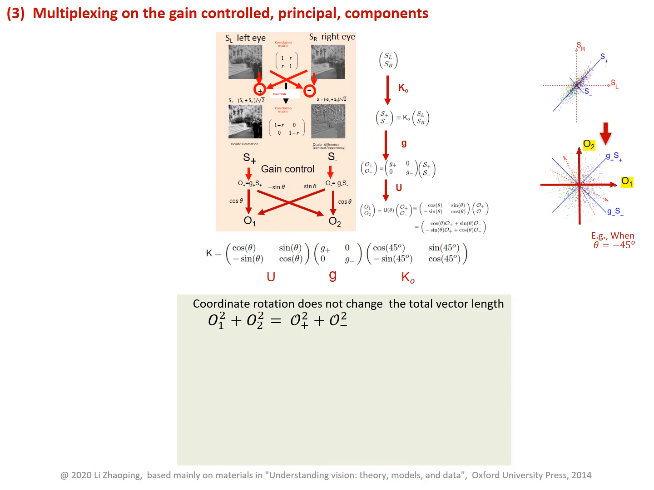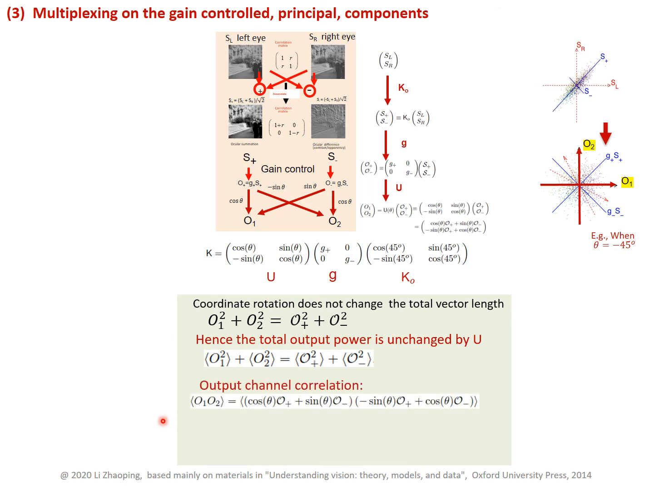Coordinate rotation should not change the length of a vector, so the summation of output squared stays the same before and after the rotation. So before the rotation is O plus squared plus O minus squared, and after is this. And therefore the total output power is unchanged by this multiplexing.